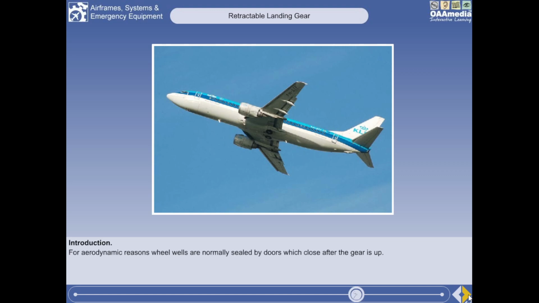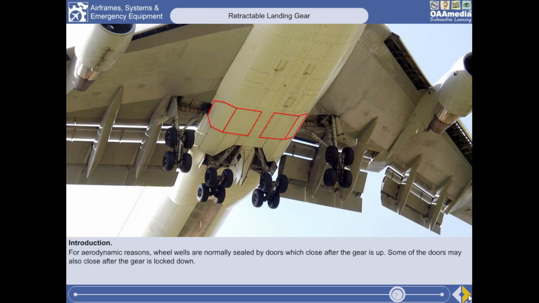For aerodynamic reasons, wheel wells, which is where the wheels are housed, are normally sealed by doors which close after the gear is up. For the same reason, some of the doors may also close after the gear is locked down. This picture here shows the closed main gear doors on a Boeing 747.